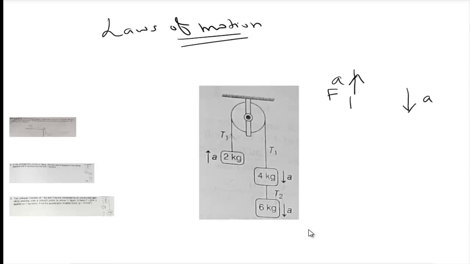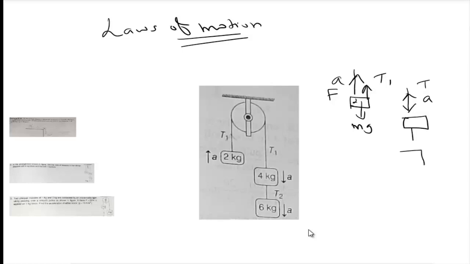And here a 2 kilogram mass is here. So what are the other forces acting on the 2 kilogram mass? mg will be acting downwards and tension will be acting in the upward direction. It is given as T1. And when we consider the other side, a 4 kilogram mass is here, acting downwards, so the same tension will be acting in the upward direction, acceleration is acting downwards.